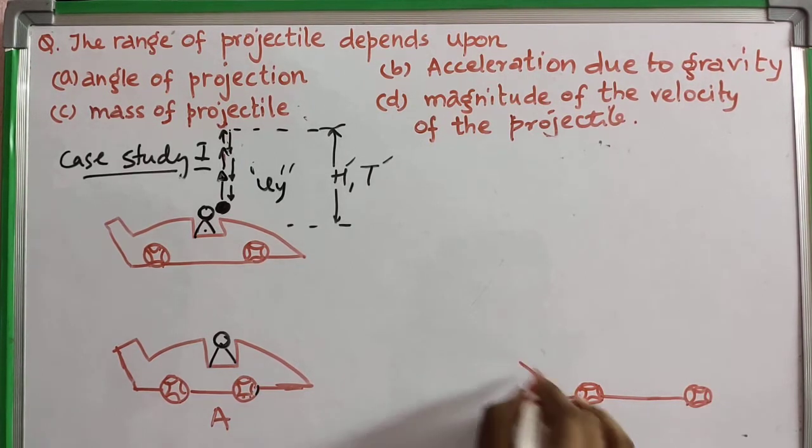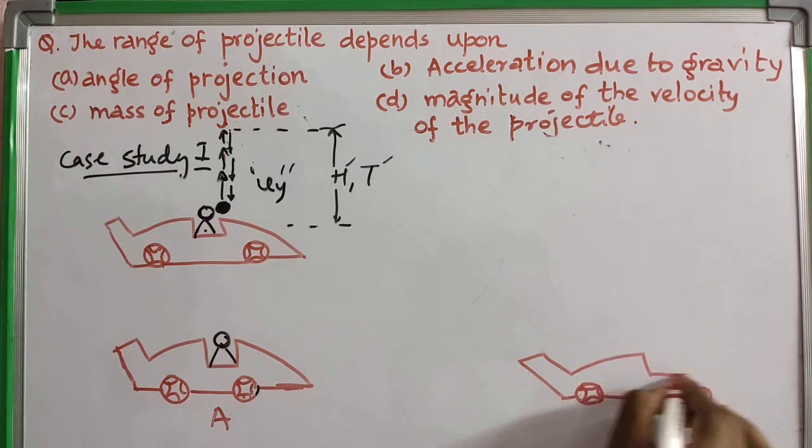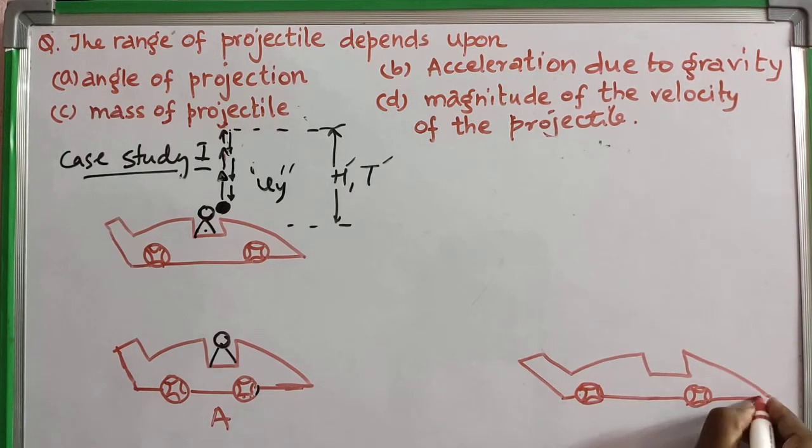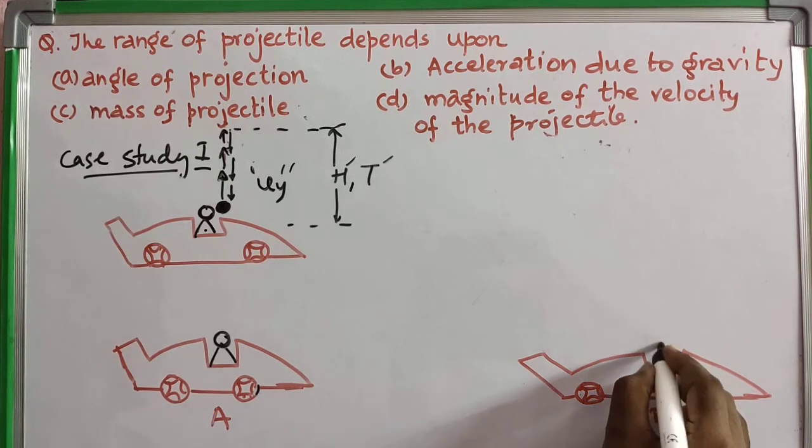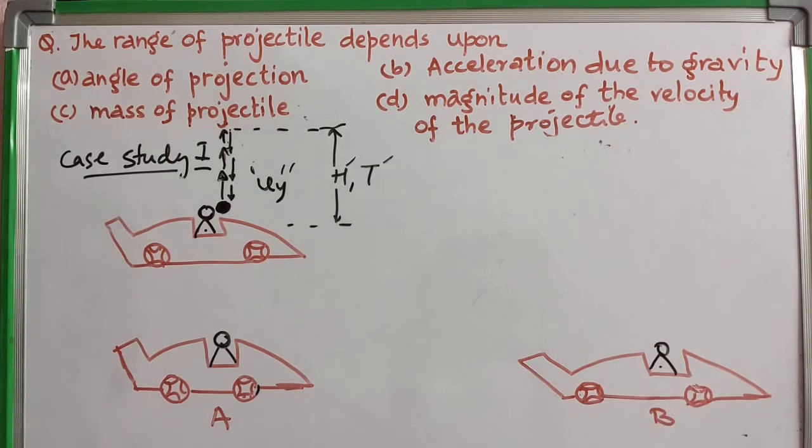All are the same vehicles. I cannot draw them all identical, so please pardon me for that. So this is the point B. Do you know what is the distance between A and B?